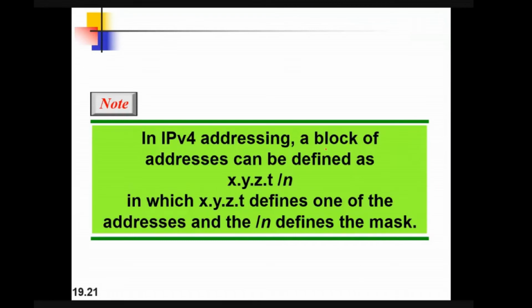In IPv4 addresses, a block of addresses can be defined as x.y.z.t/n. Or let me give a realistic example of this: 172.16.69.78. I will be using this, and then we should be able to tell the CIDR address of our college. So this is the CIDR address of our college.